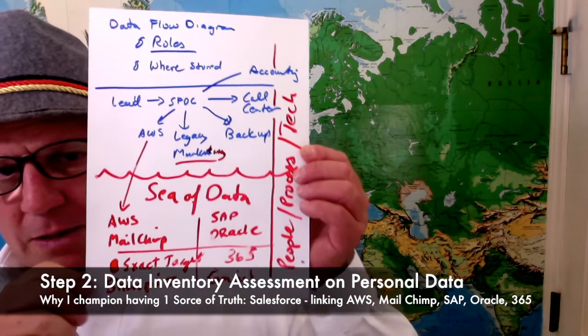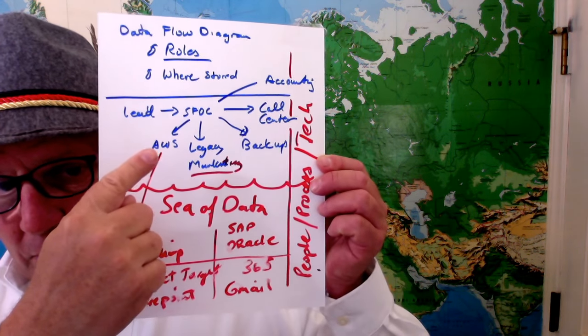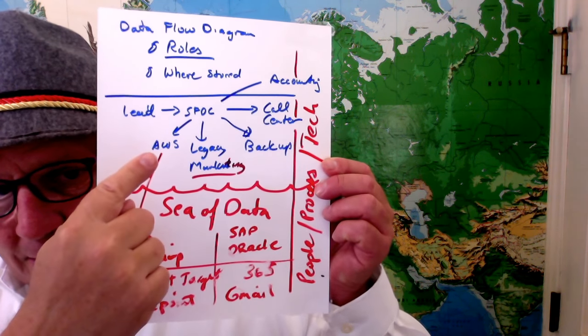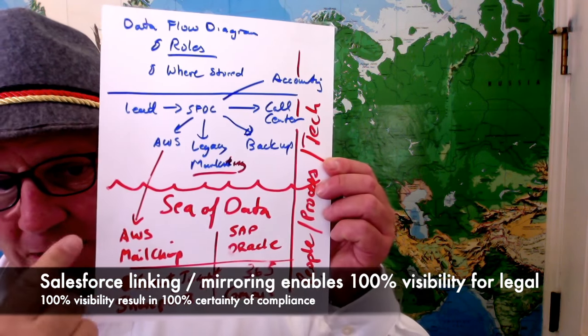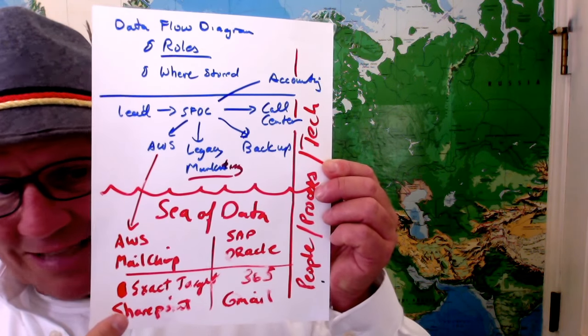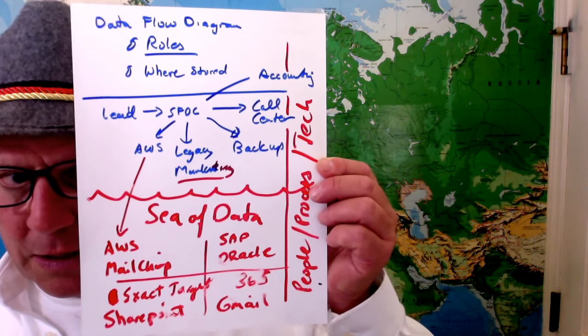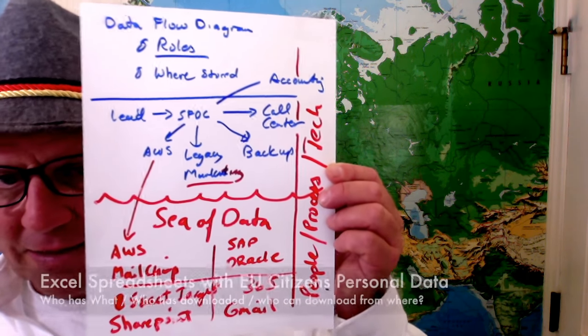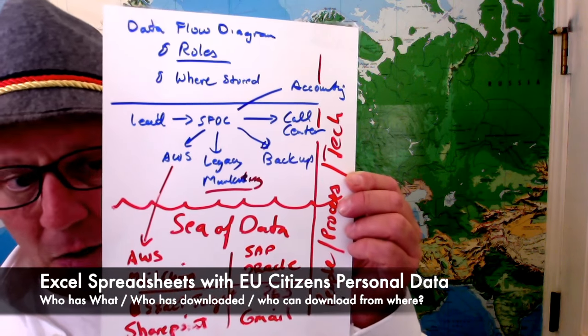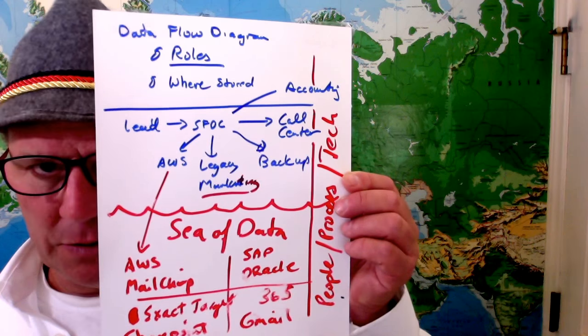Two, then you have to do a data inventory, right? So for instance, this shows where it all goes. I'm a big fan of having Salesforce be the master data instance, so to speak, because data could be in AWS, it could be in a bunch of MailChimp instances or ExactTarget or SharePoint or Gmail, right? The big problem is going to be Excel spreadsheets out there from your sales guys. Did you let them export it? When did that happen? Where are the spreadsheets of customer personal information, right?